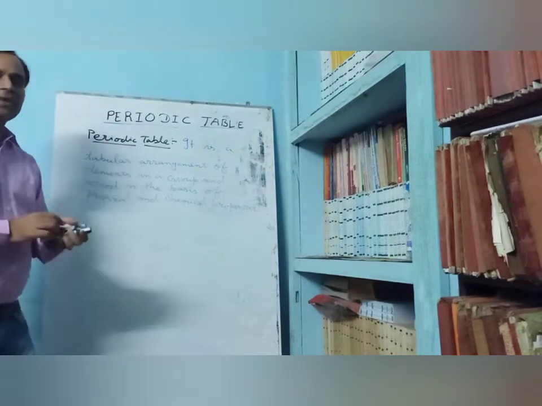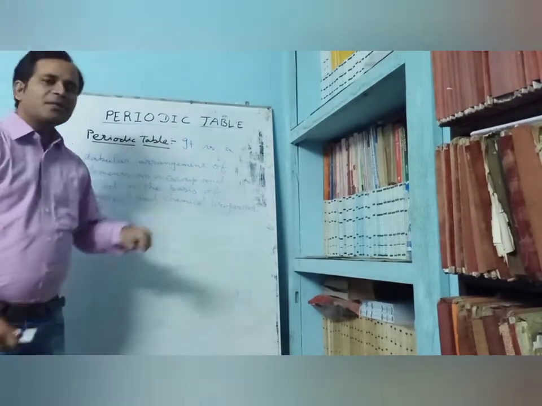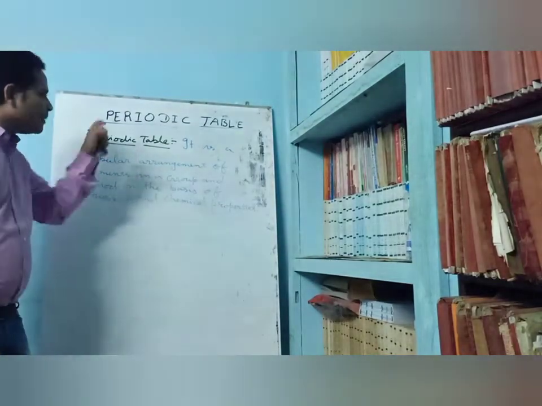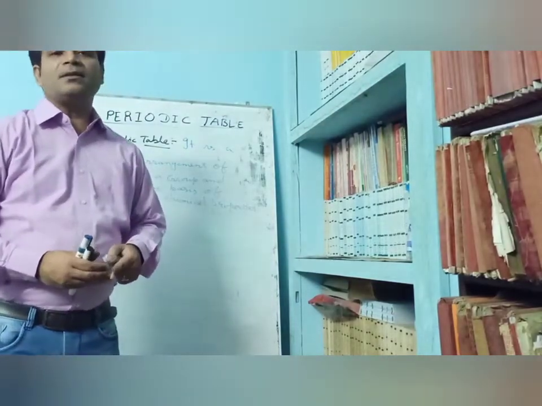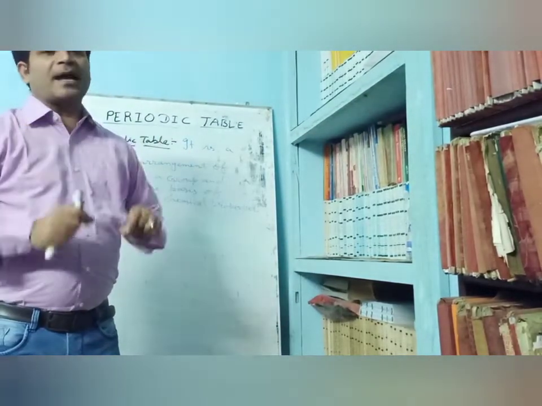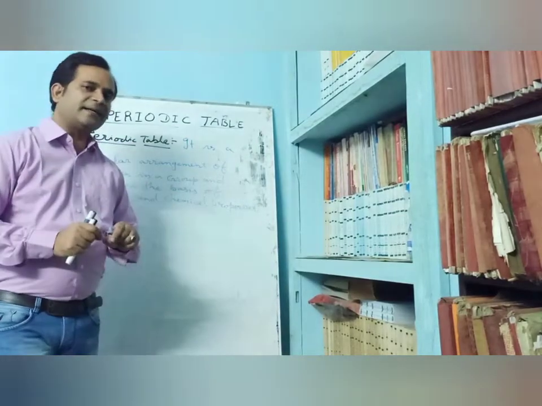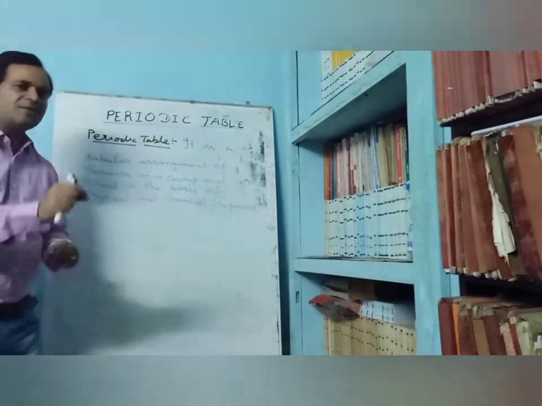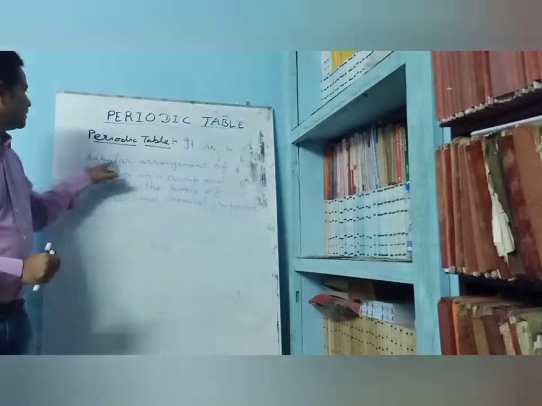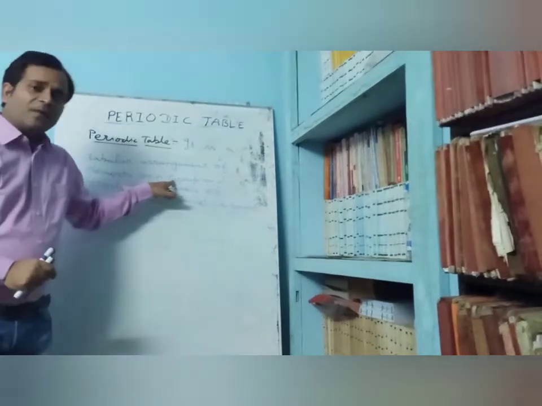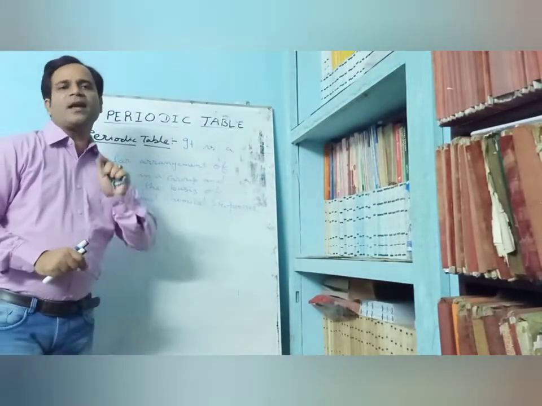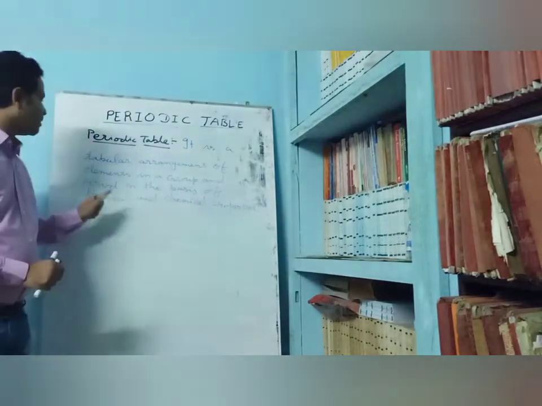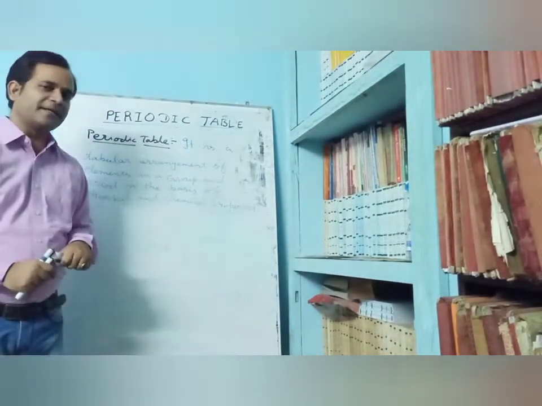Here again I am saying to you, what do you mean by periodic table? It is a tabular arrangement. It means that whenever we arrange the elements in a tabular manner, then we say that it is an arrangement of the elements. Where? In a group as well as in a period. On what basis do we arrange? We arrange on the basis of their physical and chemical properties.